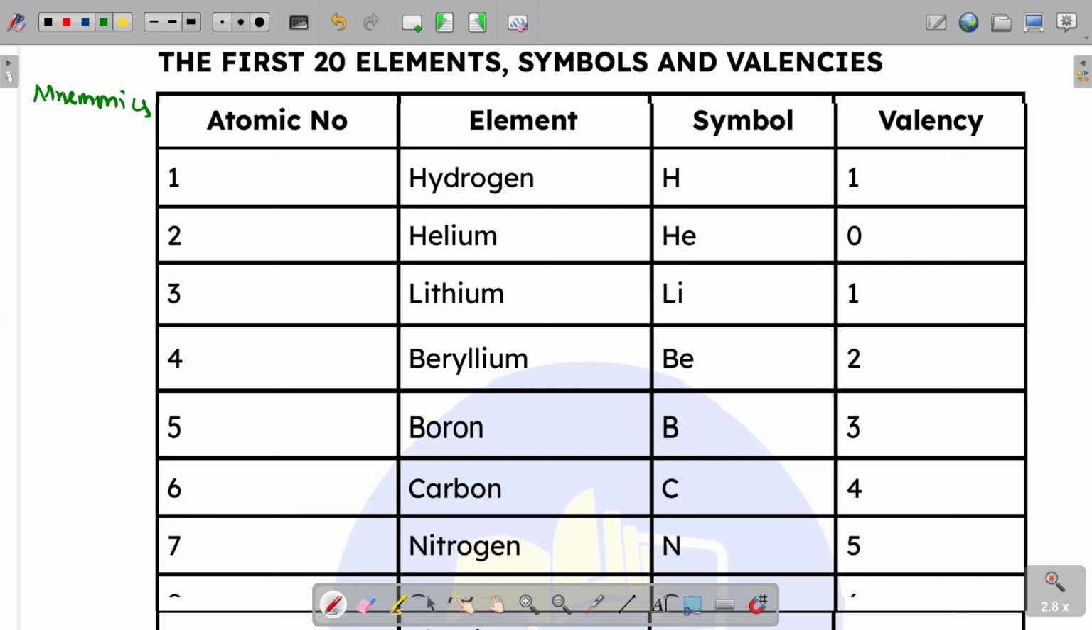Mnemonics for remembering the first 20 elements. Let's look at one of such mnemonics. One of the mnemonics we have is, we could say, "He has large brain."